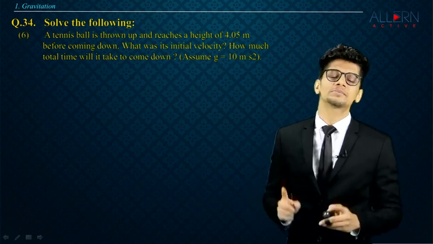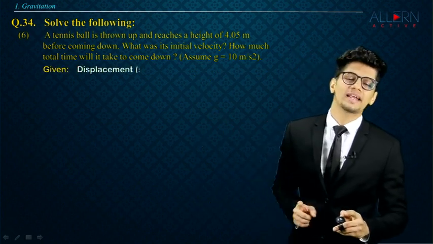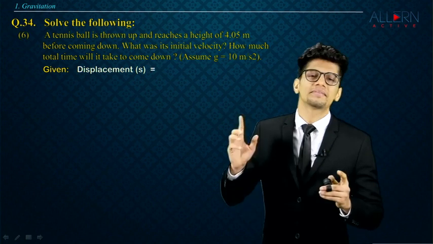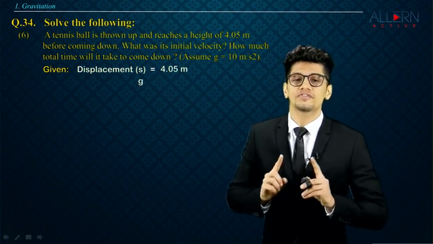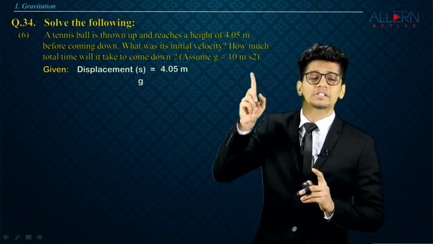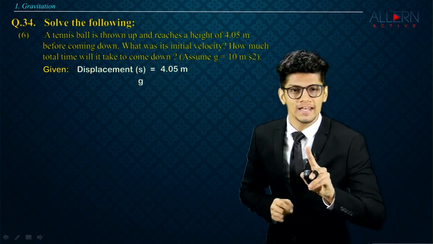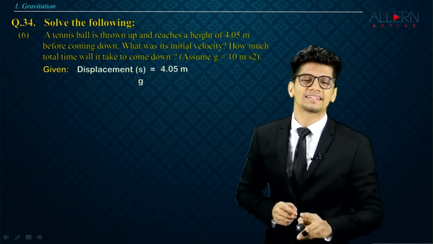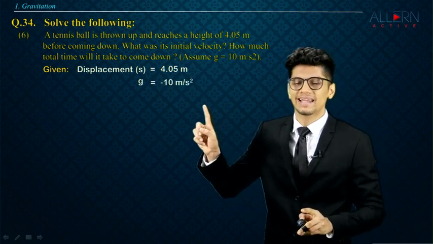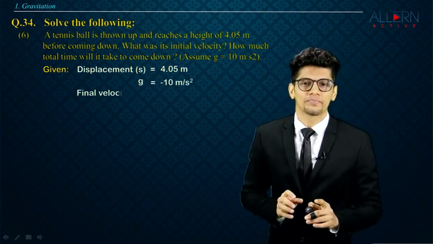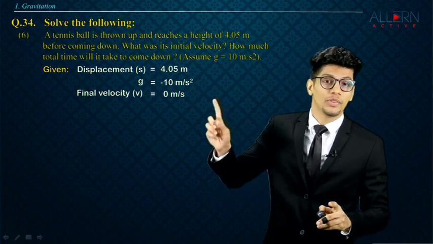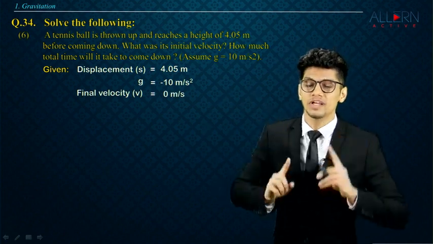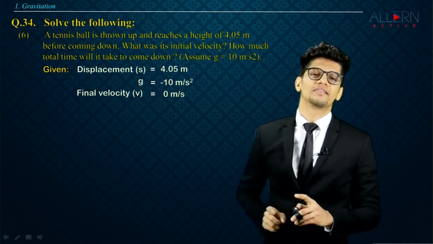Let's write these terms in the given data. So in the given data, first of all we have displacement, that is s is equal to 4.05 meters. Then we have the value of g. g is 10 meters per second square. But do we take 10 or minus 10? It's minus 10, right? So we'll write minus 10 meters per second square. We also have final velocity is equal to 0 meters per second, not given in the question, but we have to understand this and write it in the given data.